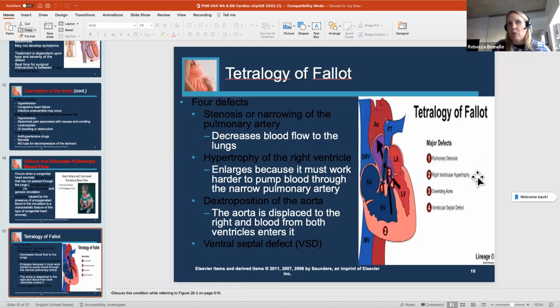There's right ventricular hypertrophy. So the ventricle on the right side has to push harder to get across that stenosis. So that makes that muscle thicker. They have what they call an overriding aorta. So the aorta is pushed to the right side. And then they also have a ventricular septal defect. So there's 4 things that go into the diagnosis of tetralogy of Fallot.